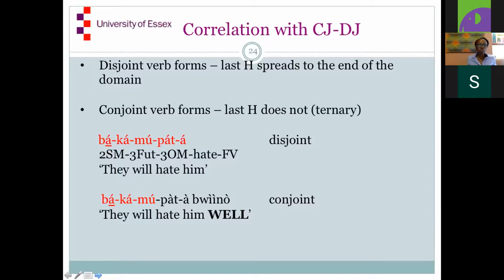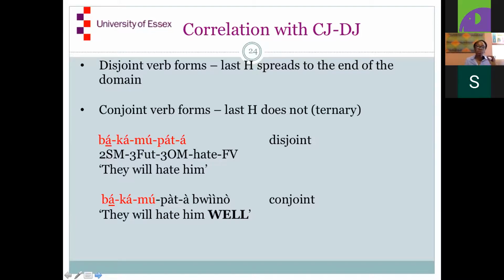So the main thing in terms of constituency seems to be that if you've got a disjoint form of the verb, then if there is any constituent that is following the verb, it tends to be extra clause or outside of the clause. If you've got a conjoint form of the verb, if the verb is marked for conjoint, then a following constituent is going to be within the same domain. And usually this is associated with focus.